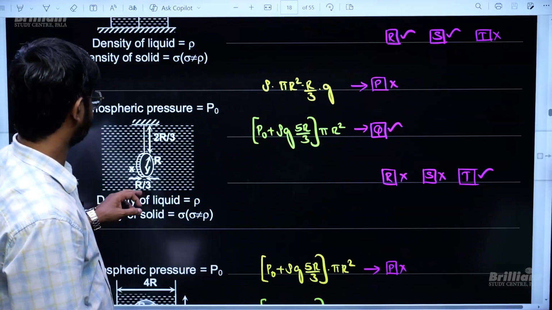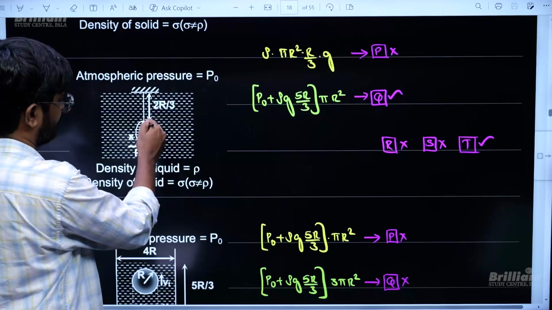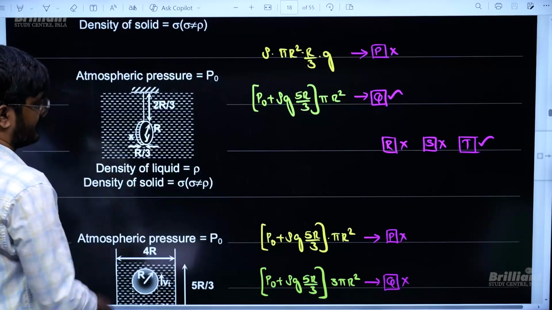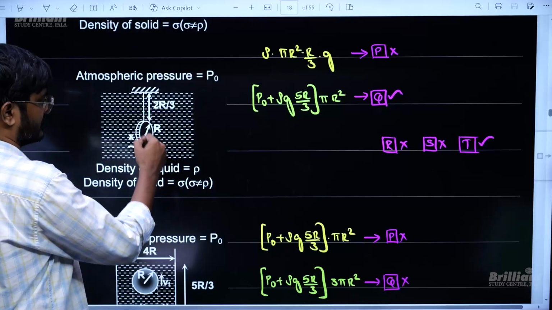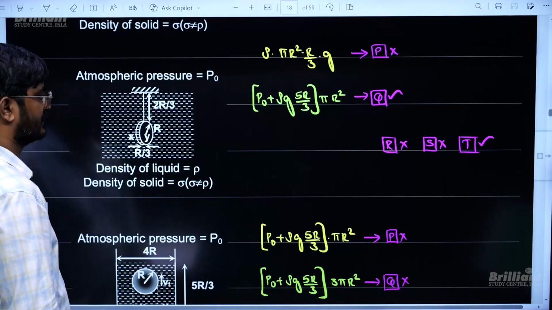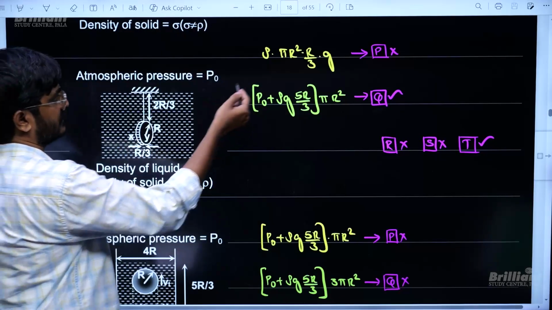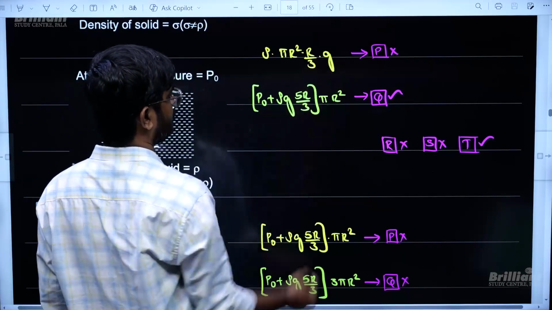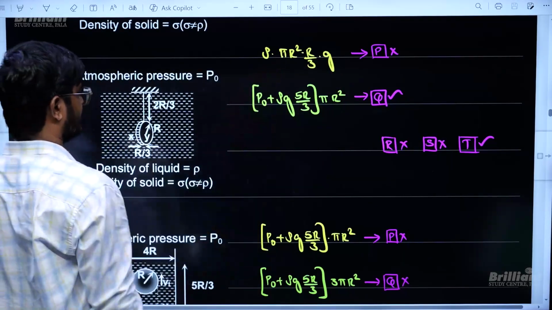Now, in this case, basically the force on this flat surface and this flat surface will get cancelled. There will be force on the rim, that is going to create the buoyancy. So the force on the rim is going to be buoyancy, density of the liquid into volume into g, which does not match with option P.